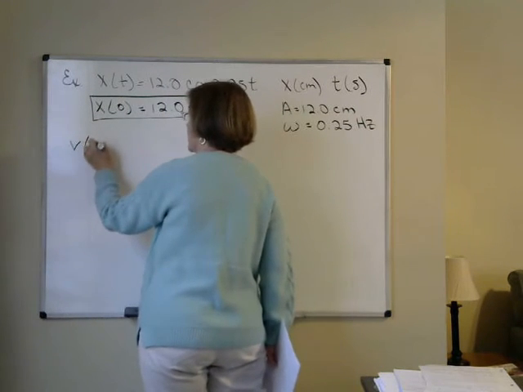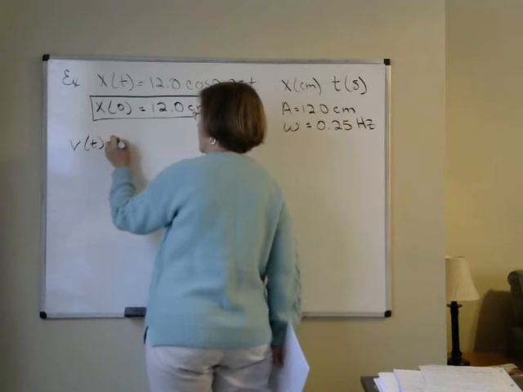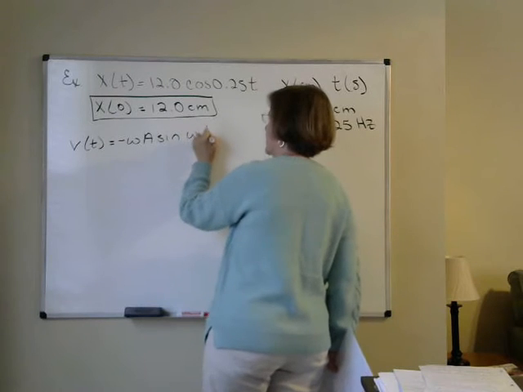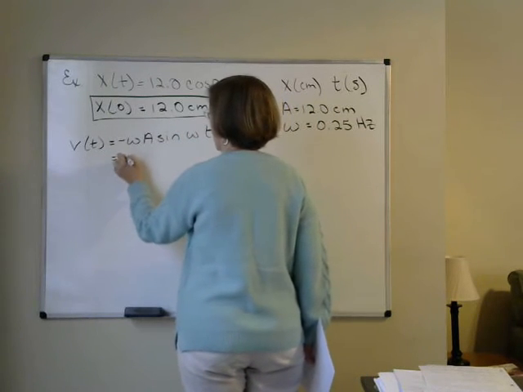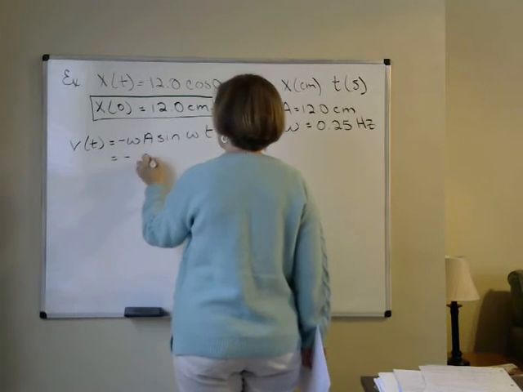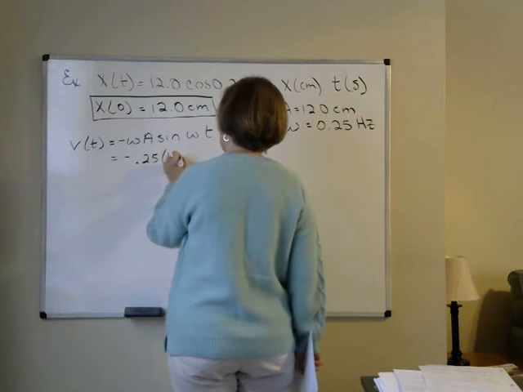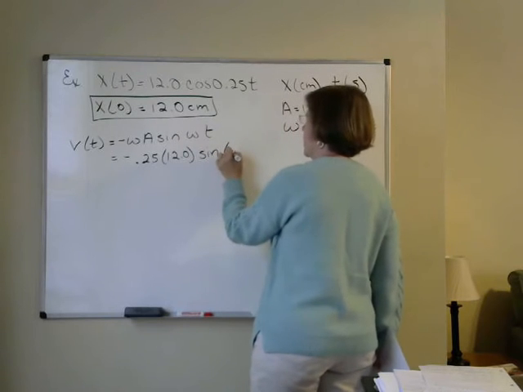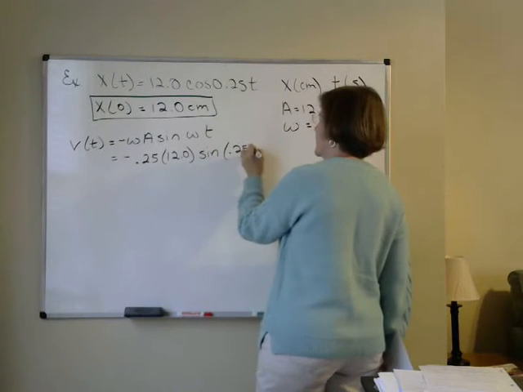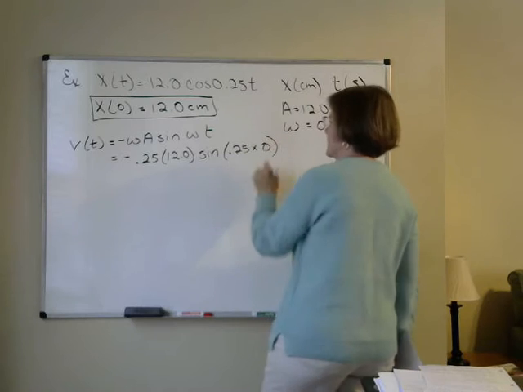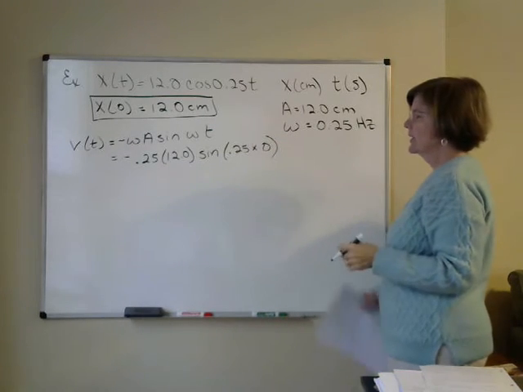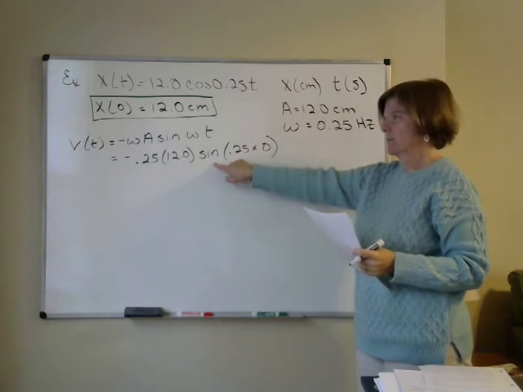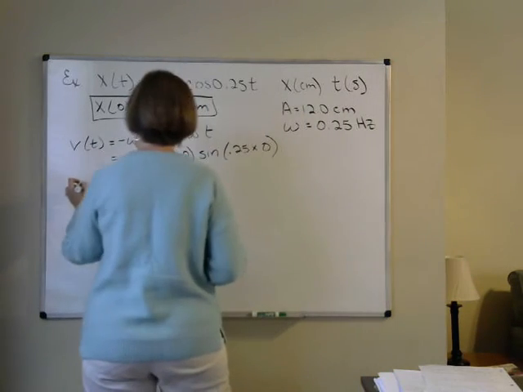The velocity will be given by negative omega A sine omega t. So negative 0.25 times 12 sine, this will be 0.25 times 0, because remember t is 0. Well, sine 0 is 0. This whole thing will just be 0.